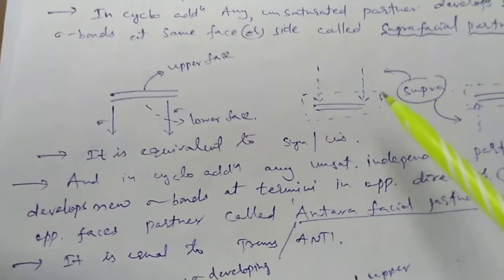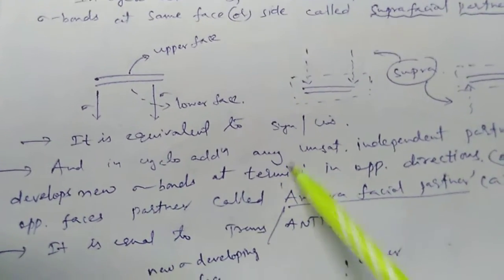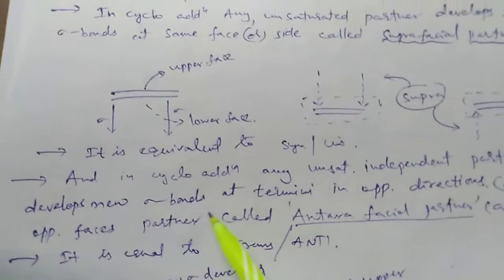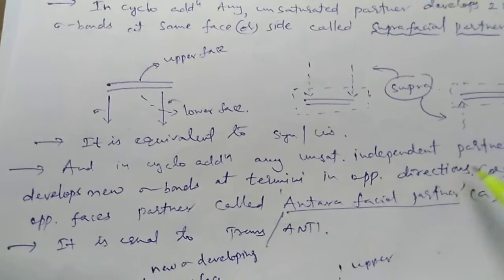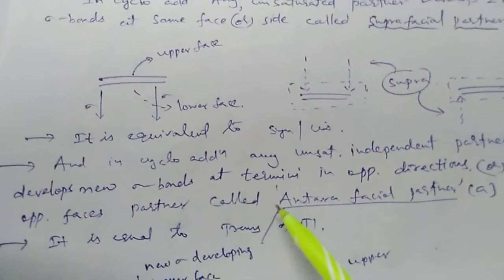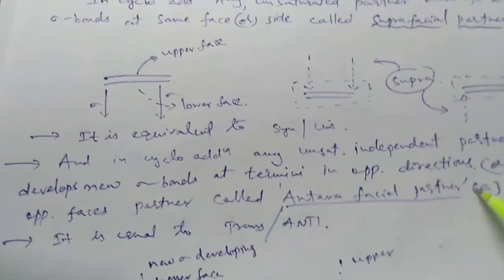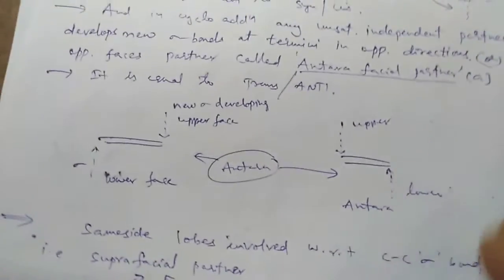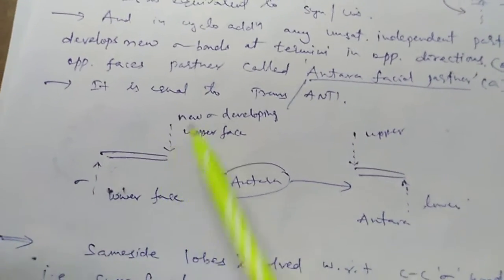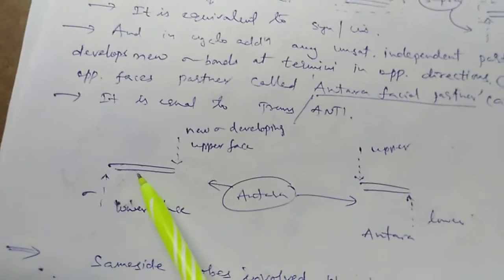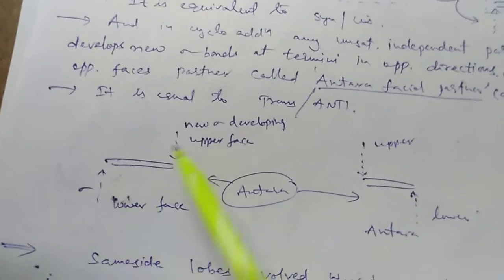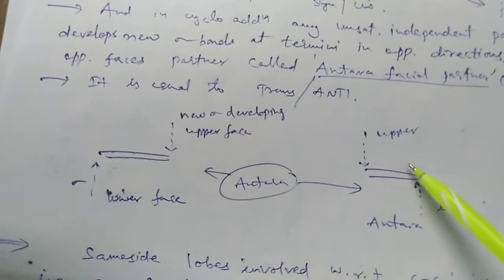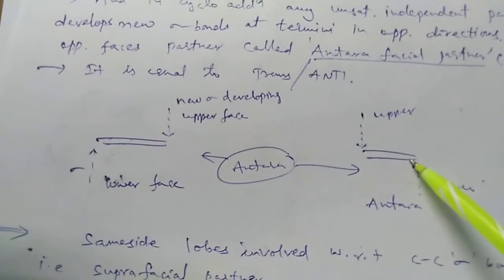or cis. And also in cycloaddition, any unsaturated independent partner that develops new sigma bonds at the termini in opposite directions or on opposite faces is called an antarafacial partner. It is denoted by A. It is equal to trans or anti. You see, it is a double bond with an upper face and a lower face. One new bond is formed on the lower face and another new bond is formed on the upper face. It is called antara.